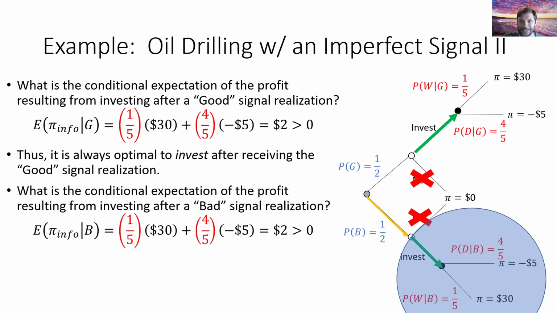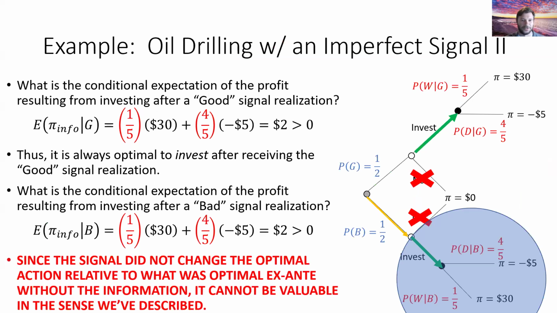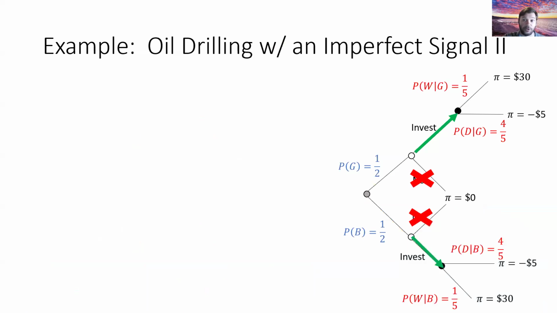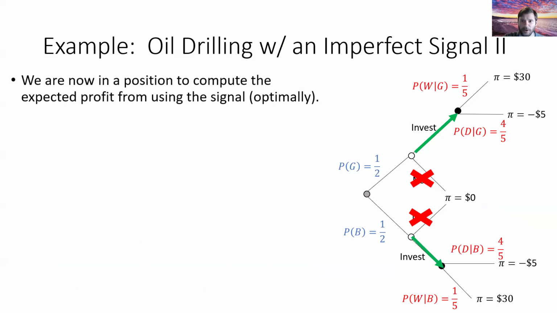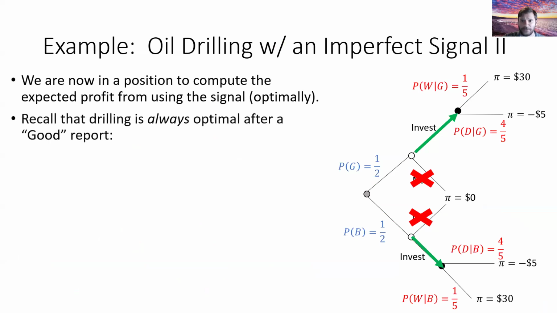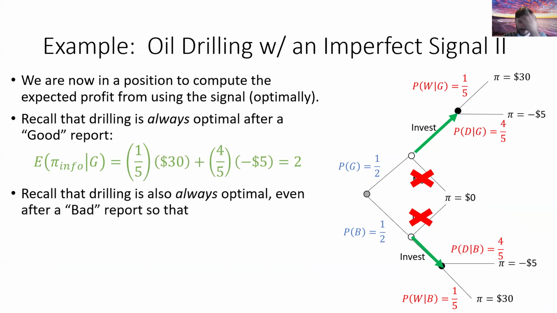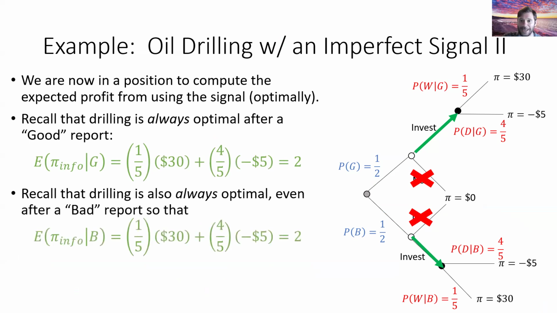Okay, so the signal did not change our optimal action relative to what was optimal without the geologist signal being perceived by us. Therefore, it cannot possibly have any value in the sense that we've described, and we want to show that that is the case concretely here. So let's reduce our tree as we've done before, and we'll compute the value of information, recalling that after a good report, we would invest, we get 2 million, and after a bad report, we would invest, and we would get 2 million on average.